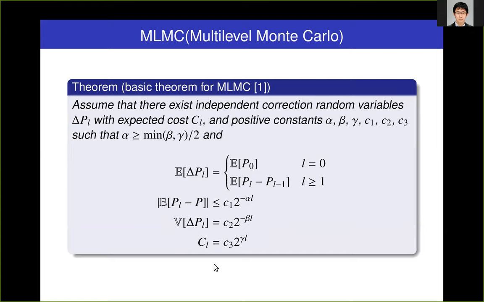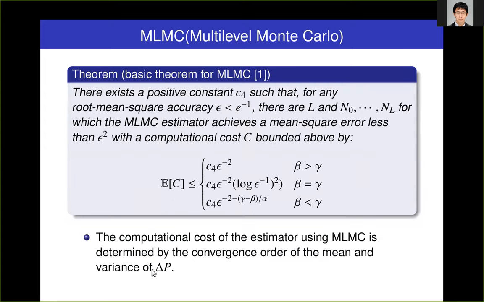And this is the basic theorem of MLMC. This is the assumption of the theorem. And alpha, beta, gamma mean the convergence rates of the expectation, variance, and computational cost of delta P. And under these assumptions, the order of the total computational cost of Multilevel Monte Carlo is shown here. If beta is larger than gamma, the computational cost is order epsilon to the minus 2. And this is the best order of these three cases. As explained in the previous slide, beta and gamma are the convergence rates of the variance and computational cost of delta P.